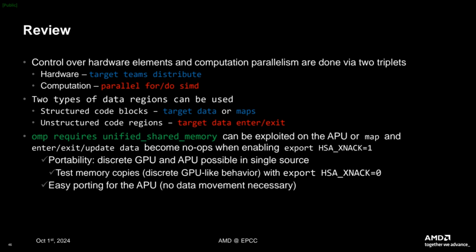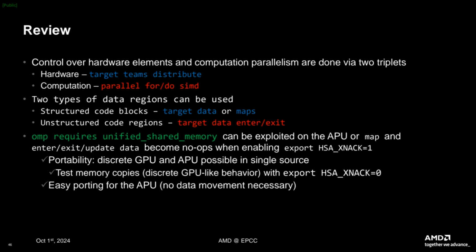For the APU, you can forget about data mapping and use OMP requires unified shared memory. You activate it by export HSA_XNACK=1, and you have the possibility with export HSA_XNACK=1 also to use the discrete GPU code, like I introduced you to with the mapping. But if you have export HSA_XNACK=1 enabled, it automatically removes all the data mapping. So you can write or use discrete GPU code on the APU and make use of the APU that it has a shared memory at the same time.